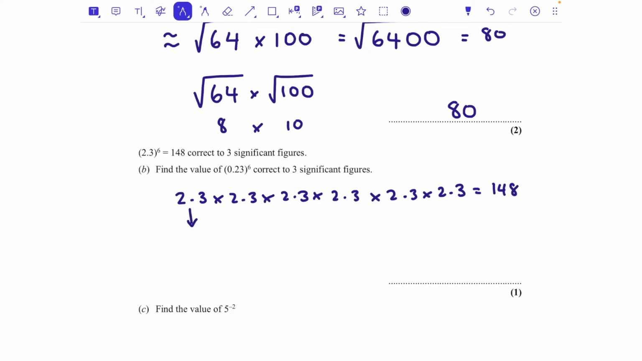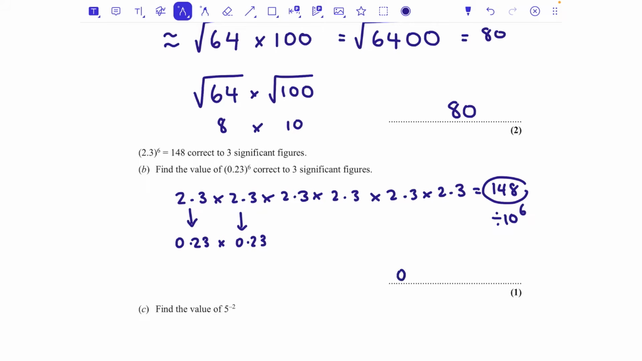If I'm making each of those values 0.23, I'm not going to write them all out because I'll be there for ages. But I'm making each of those values 10 times smaller. Overall, I need to divide my answer by 10 to the power of 6 because I'm making it 10 times smaller for each of those multiplications. So overall, it's going to be 1,000,000 times smaller. So I'm going to do 148, and I'm going to divide it by 10 to the power of 6. So that means I'm going to divide by 10, 6 times.